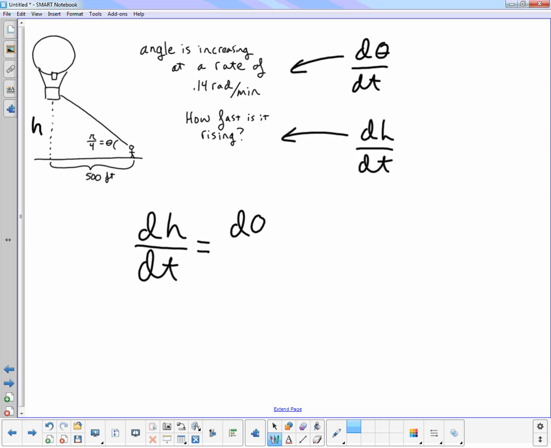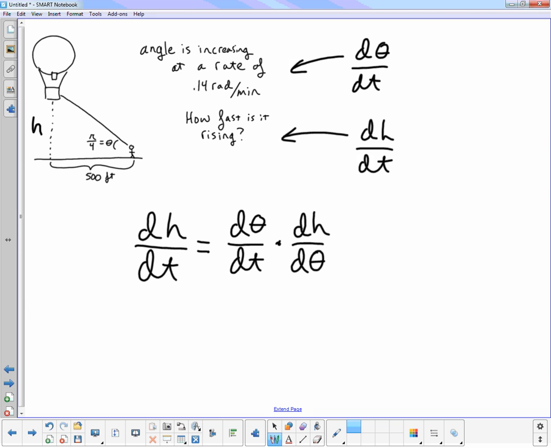D theta over dt, that's good. So now my denominators are all right. Now we have to find some way to get theta out of there and h in its place. So what we're really looking for is some relationship between the height and the angle. And that's where the geometry comes in, okay?